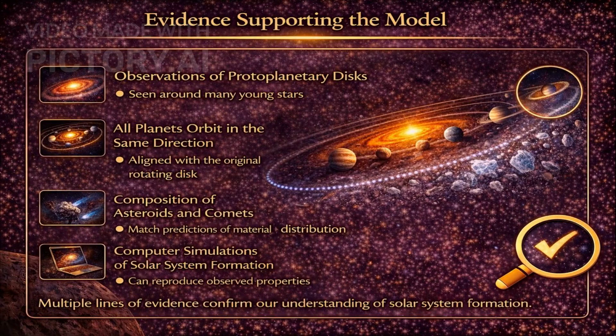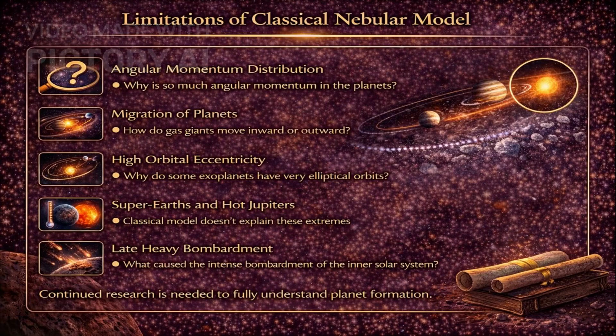Observations of protoplanetary disks, consistent planetary orbits, asteroid and comet predictions, and computer simulations all support the nebular model, confirming our understanding of solar system formation. The classical nebular model faces challenges like angular momentum distribution, planet migration, high orbital eccentricity, and unexplained phenomena like super-Earths and hot Jupiters, necessitating further research.